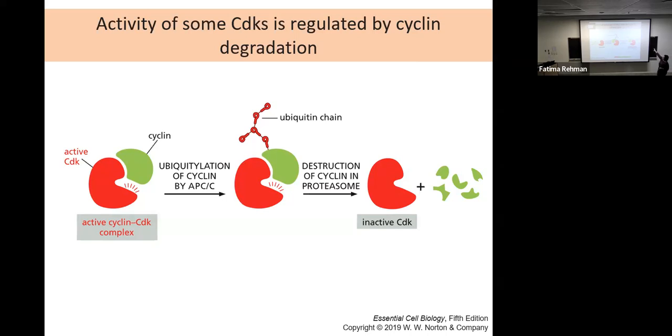So the activity of these CDKs is regulated by cyclins, right? And like I said, the active CDK right here is going to be bound to my cyclin, and it's only active if it's bound to the cyclin. When this cyclin is no longer needed, it is going to be ubiquitinated. So a chain of ubiquitin is added to my cyclin. This shifts it into destruction mode. The cyclin gets degraded by the proteasomal complex, this barrel-like protein complex that destroys the cyclin. When it's destroyed, this inactivates the CDK, and now the CDK cannot function.